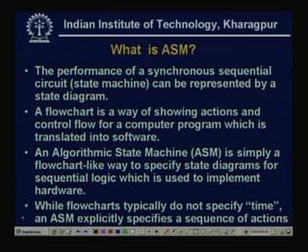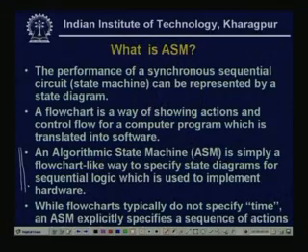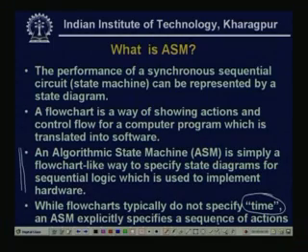So, this is the basic definition of ASM. In a broad sense, this is a hardware flowchart, and the difference from our normal software flowchart is that the software flowchart does not specify time, whereas the ASM explicitly specifies a sequence of operations. So, this is the difference between a software flowchart, or the normal flowchart, and the ASM.